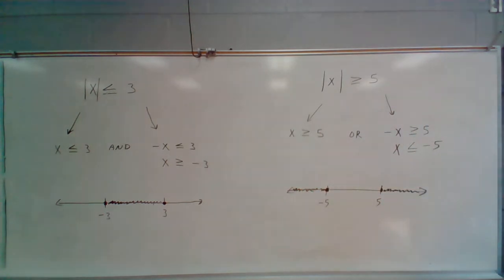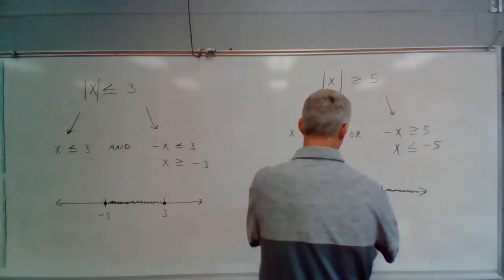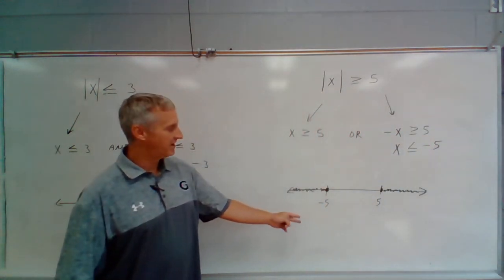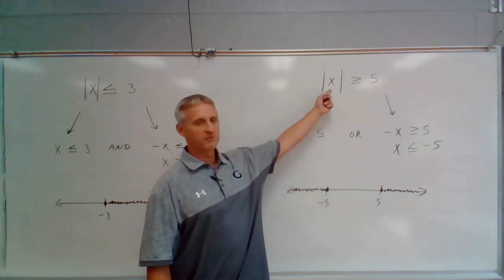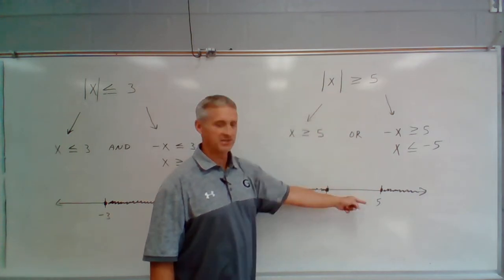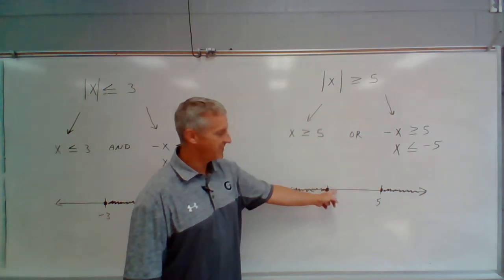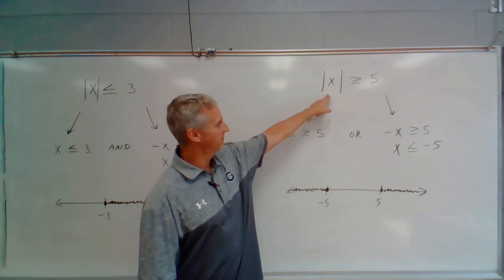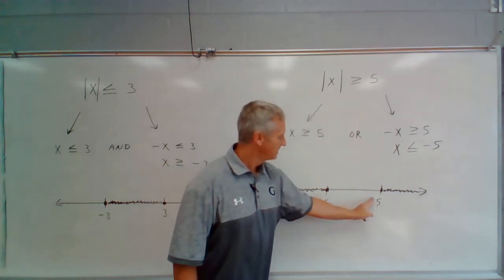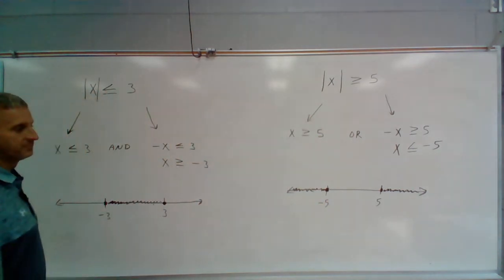And let's make sure that that makes sense. So if I pick a number between negative 5 and 5, let's say 4. Absolute value of 4 is 4. That's not bigger than 5, so that's not a solution. Let's try negative 4. Absolute value of negative 4 is 4. That's not bigger than 5. So nothing in here is a solution.